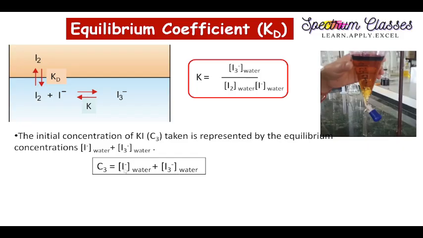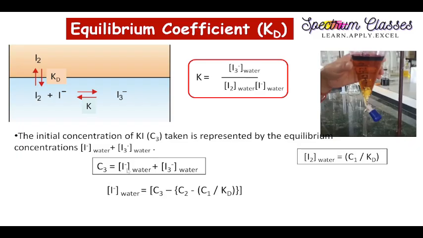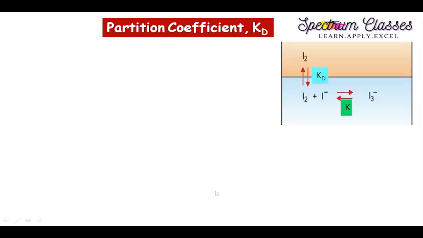Now how are we going to determine this? C3 is known to us because we already added a known concentration of potassium iodide solution. I3 minus we determined in the previous case. Now we can directly determine I minus. So I minus is equal to C3 minus I3 minus. And I3 minus is what? C2 minus C1 upon Kd.